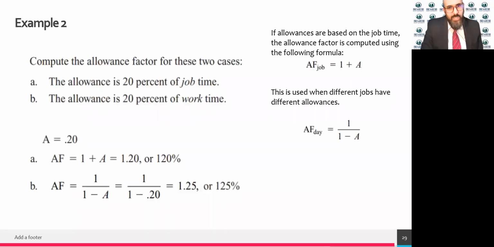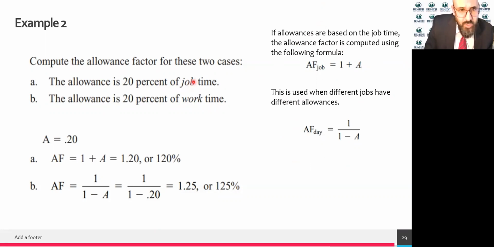Now let's move on to an example to differentiate the two different allowances. We have two different allowances. One is based on the job time, and the other one is for when we have a different job but only one allowance. So one more time, we use this equation if we have it just for a specific job, which is part of the process. Or we could use this equation if we have an allowance rate for the whole process, including the steps, so not a separate one. All right, so let's take a look into this.